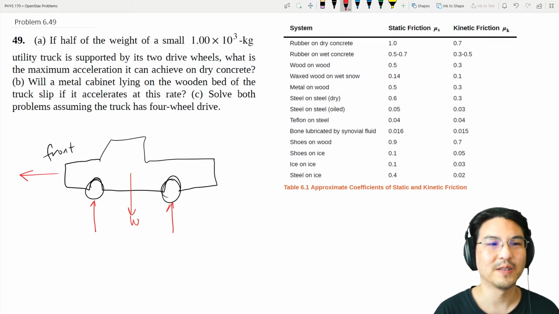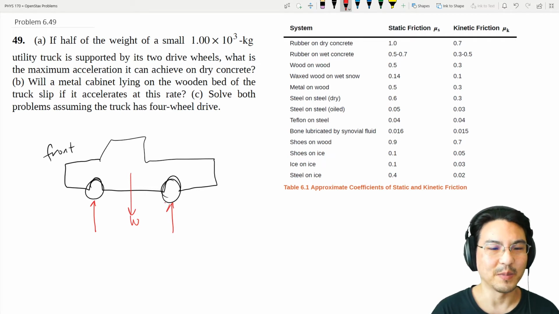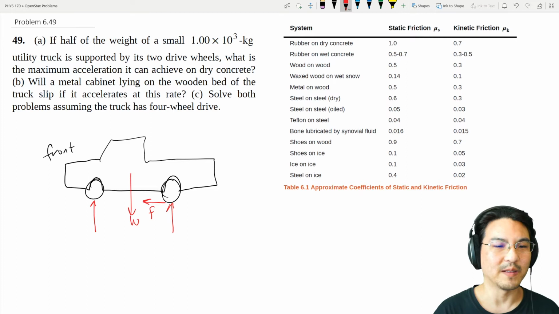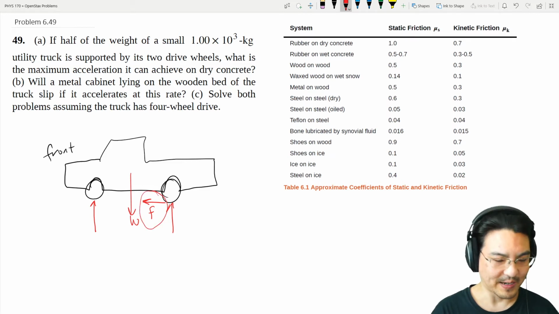So there's a force forward, but that comes because the drive wheels are turning, and there's got to be friction between the tires and the road. So that's going to be a force this way, and it's going to be friction. If you just look at the free body diagram in the horizontal direction, there's a net force going toward the left, which is going to cause the truck to accelerate to the left. But is this static friction or kinetic friction?